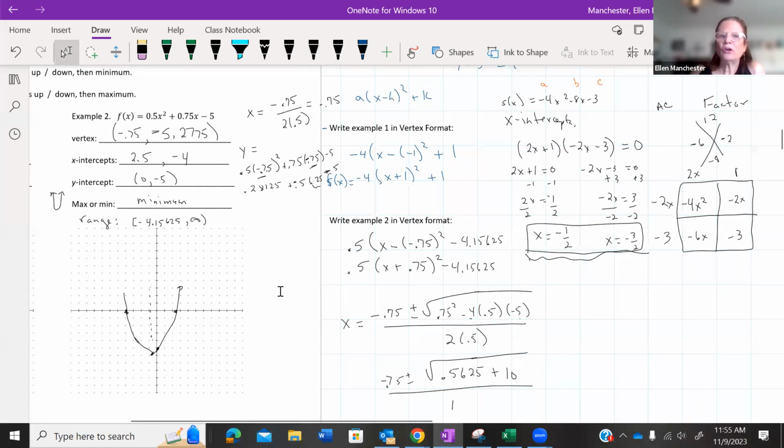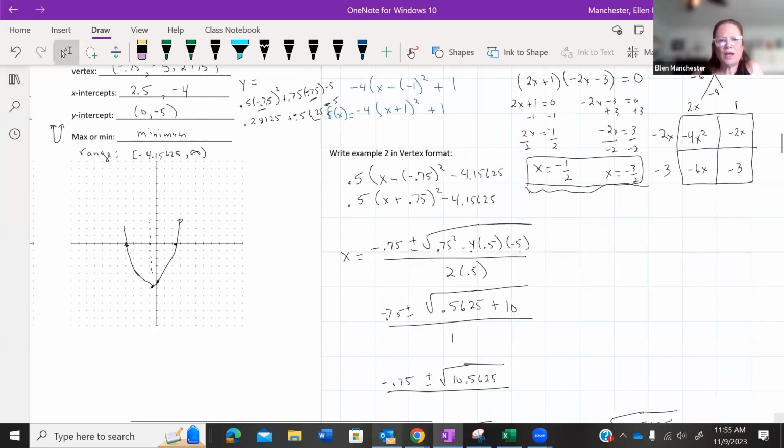Okay. So mistakes can be made easily when you're doing all these calculations. Very, very easily. So that's why when you graph it, it should always be symmetrical. All right.